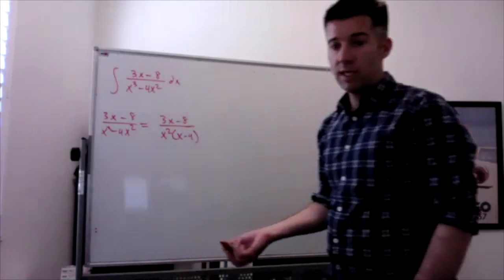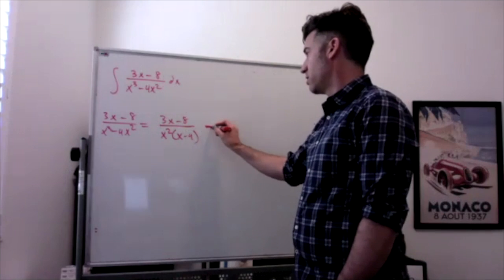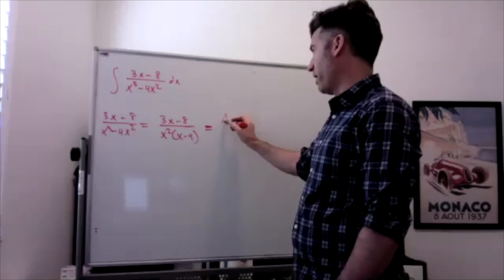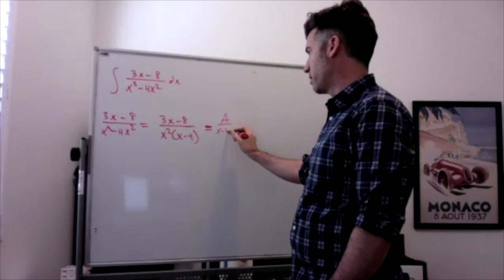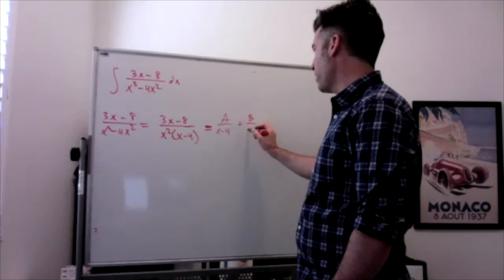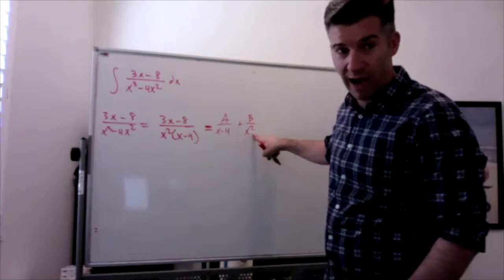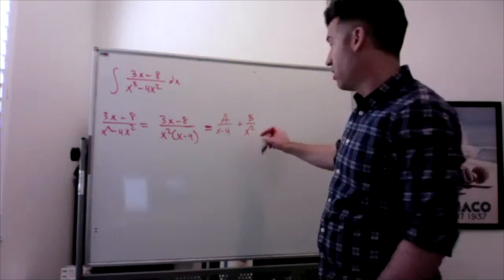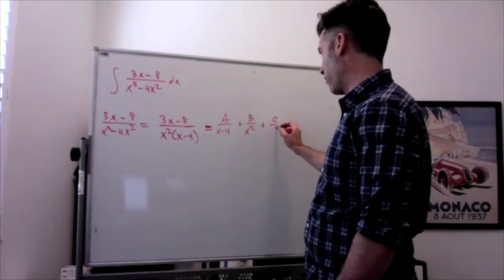For this one, we actually need 3 terms. So we need a over x minus 4, and we need b over x squared. But when you have a term to a higher power like that, you also need every lower power of it as well. So you also need a c over x.